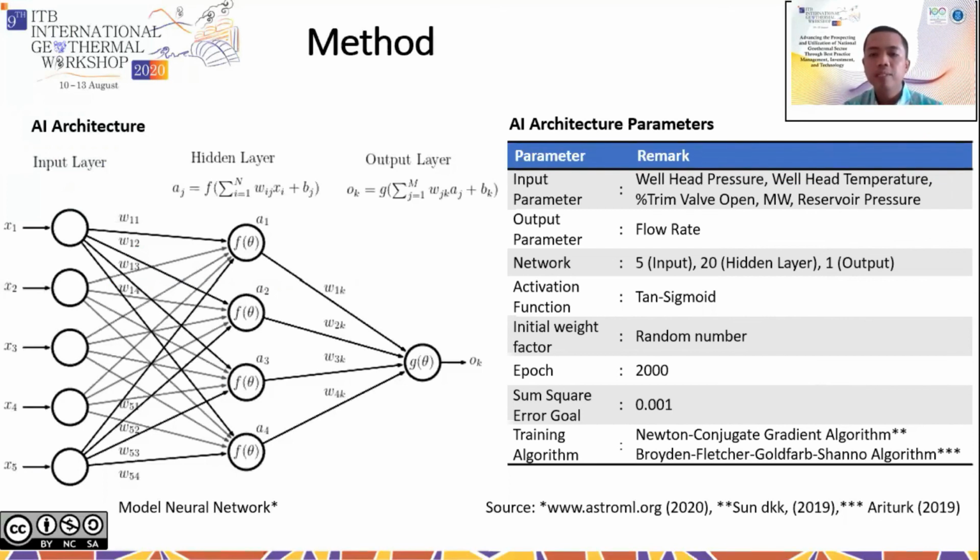And we have to predict the flow of geothermal wells. It's called flow rates for the predictions. To know the best training algorithm that can be implemented to solve the problem that we faced in the study, we have two alternative training algorithms. The first is the Newton conjugate gradient algorithm and the second is the Broyden-Fletcher-Goldfarb-Shanno algorithm.